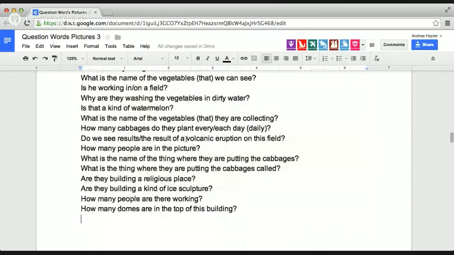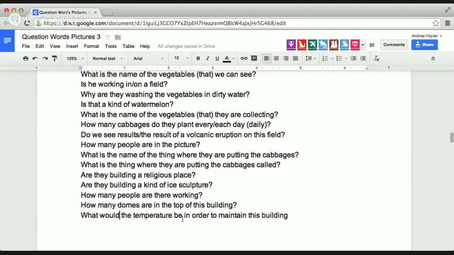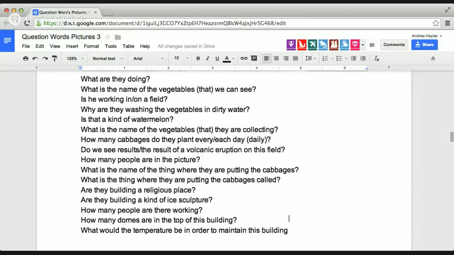What would the temperature be in order to maintain this building? Right, I don't know. Okay, that's pretty good. And I would add a little information about this building's structure or something like that. So what would the temperature be in order to maintain this building? I would add what would the temperature have to be. Have to be, okay. So you have a requirement.